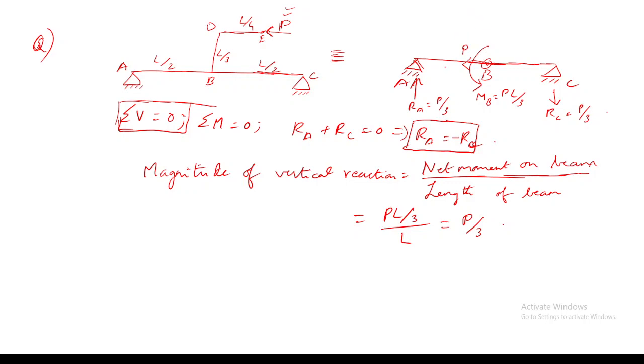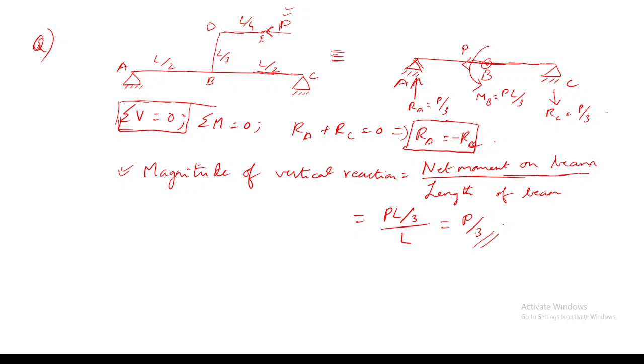Up to this it is clear, right? How I am calculating the magnitude of the vertical reaction when only concentrated moments are acting. If summation V equals 0, then you can use this method. Magnitude of vertical reactions equals the net moment on the beam divided by the total length of the beam. The net moment here is PL by 3, and dividing it by the length of the beam, which is L, I get the magnitude of the vertical reactions as P by 3.